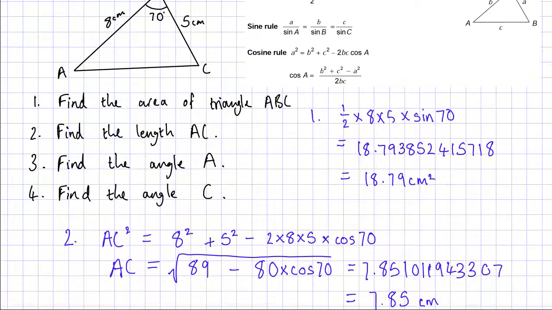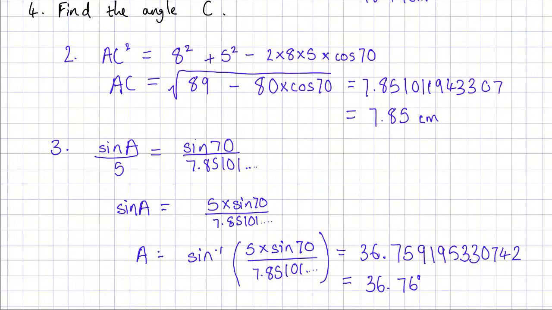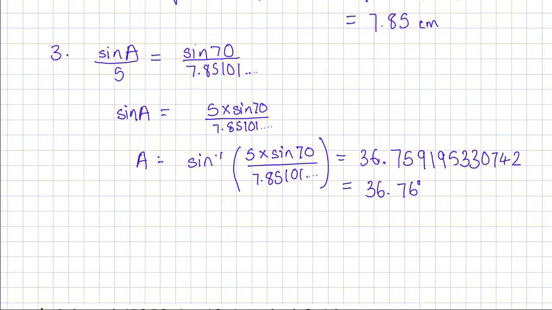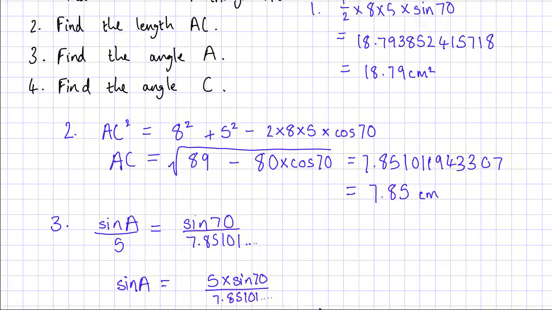Now the last question, I need to find the angle C. I just found angle A, and it was 36.76 to 2 decimal places. Now I can just say, well, all three of these angles need to add up to 180, so it's 180 minus the sum of these. This time I don't actually need to use this value, because whether I use this value or not, if I'm rounding to 2 decimal places, I will get the same answer. So I'm just going to use that value. So question 4, I have 180 take away 70 plus 36.76, and that gives me 73.24 degrees.